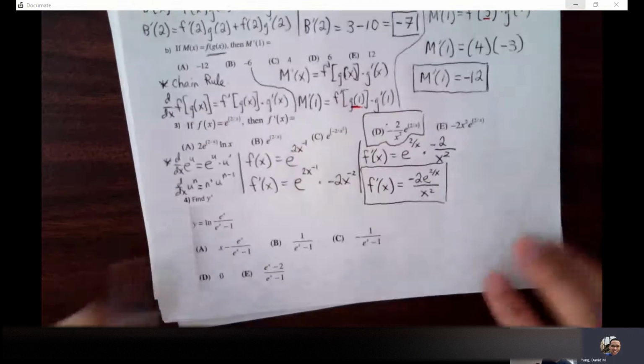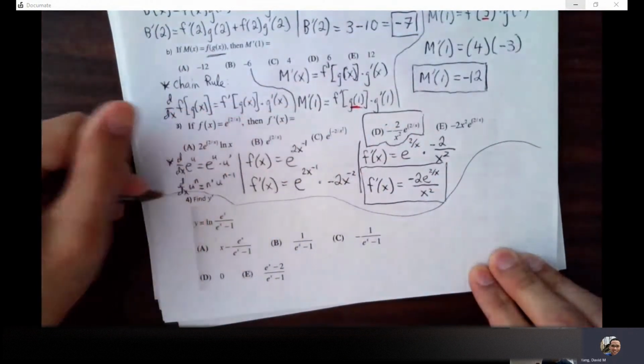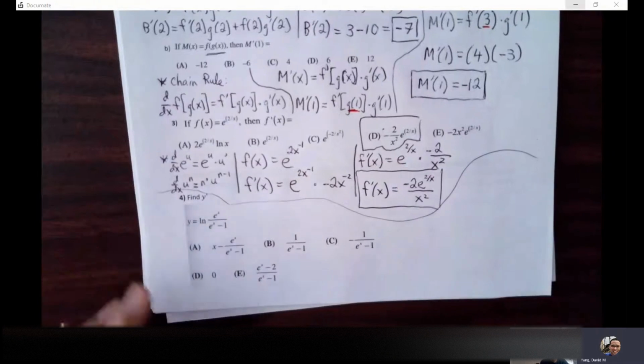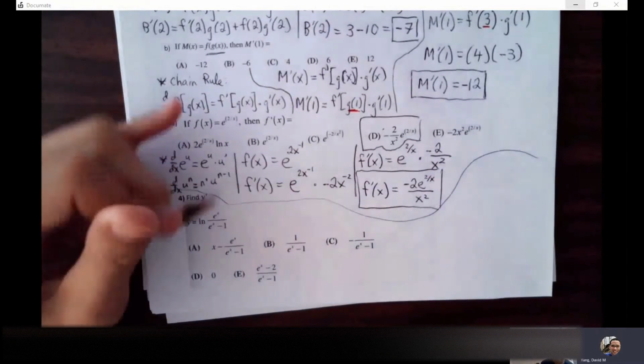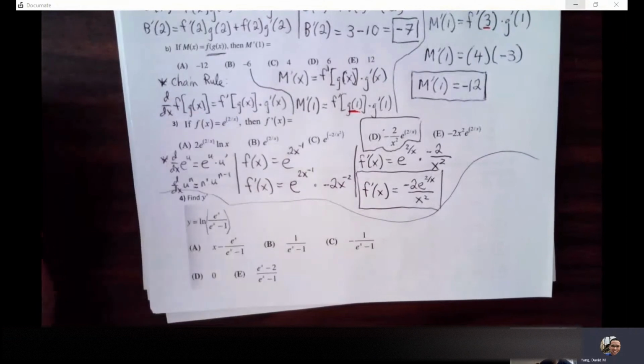All right, number 4. Says find y prime. This is natural log of e to the x over e to the x minus 1.